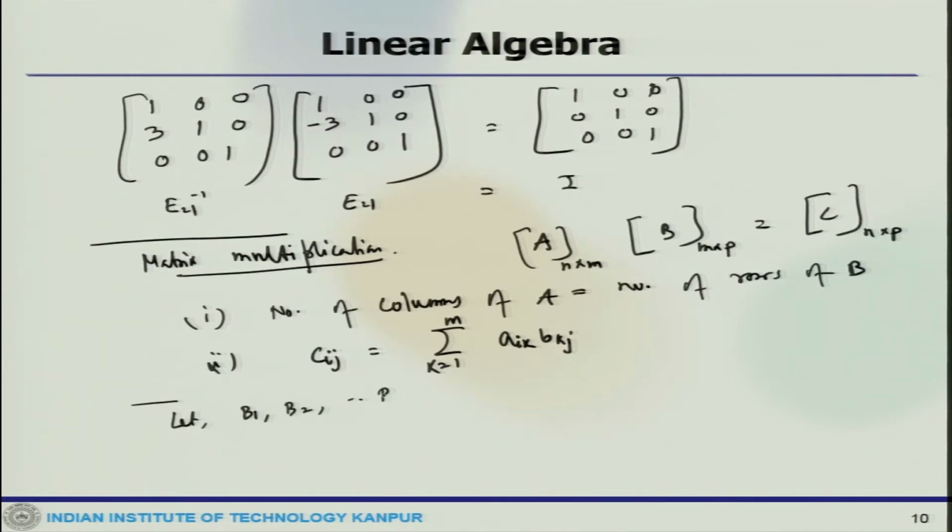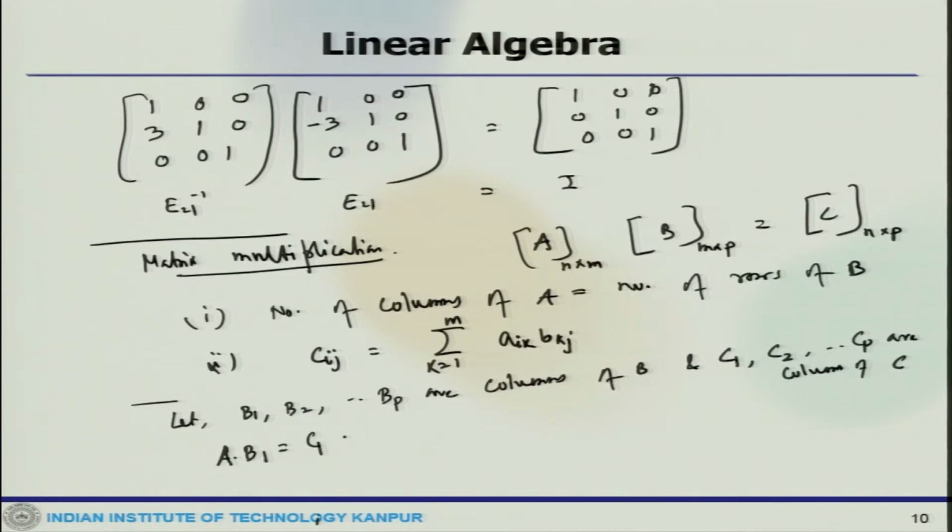Other possible ways to do matrix multiplication: the column multiplication approach, where let us say B1, B2, up to Bp are columns of B, and C1, C2, up to Cp are columns of C. Then we can write A dot B1 equals C1, A dot B2 equals C2, that means A dot Bi is Ci in generic form. So, here the columns of C are linear combinations of columns of A.